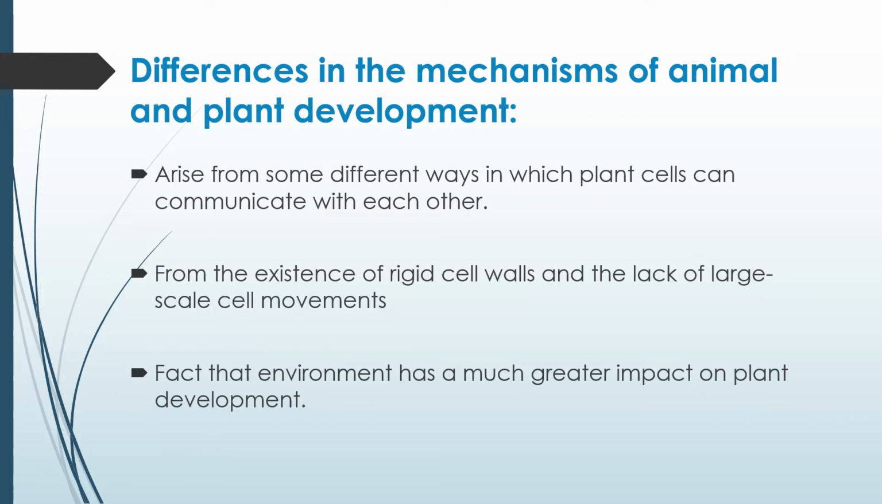So for the differences in the mechanisms, in some ways plant cells communicate with each other differently, and they arise from different parts of the plant body. And then there is the existence of rigid cell walls and the lack of large-scale movements. Compared to animal cells, the movement of plant cells is very limited because of the rigid cell wall. And then the fact that the environment has a much greater impact on plant development. So what we see in the environment also affects plant development. It's the same in animals, right? The environment always has something to do with development, but the role of the environment is much greater when it comes to plants. Okay?